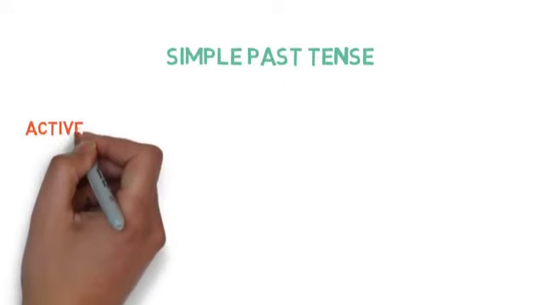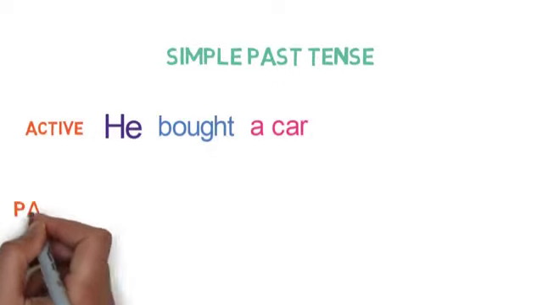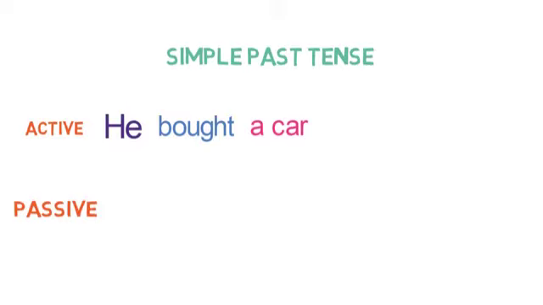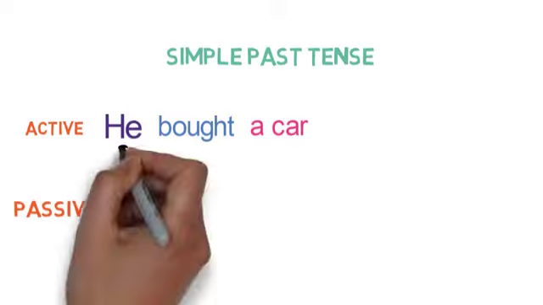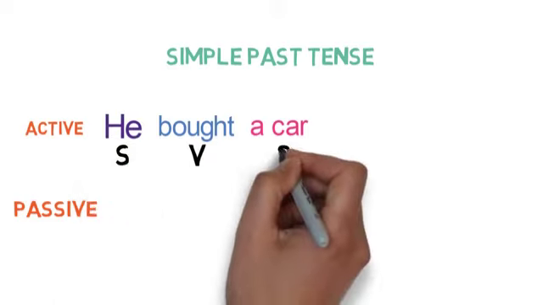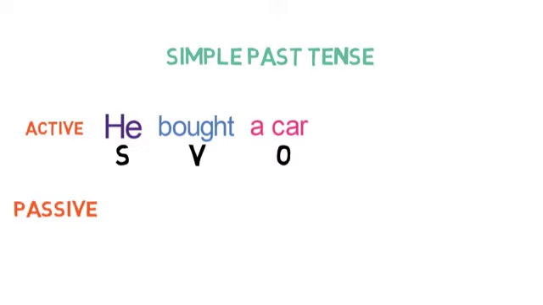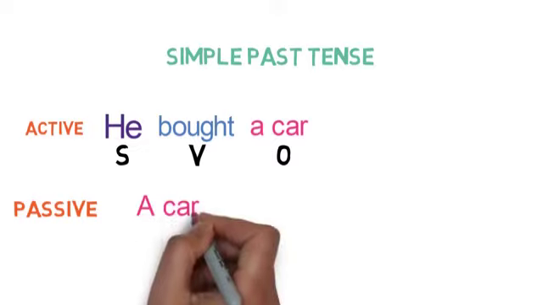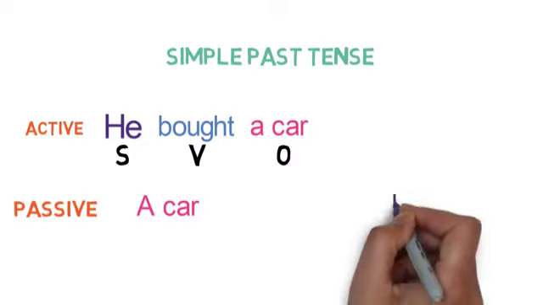Active sentence: He bought a car. Passive sentence. Firstly, we need to identify subject, verb and object. Here, he is the subject, bought is the verb and a car is the object. Now, let's swap the position of subject and object. So here, it will be a car and at this position, it will be him.